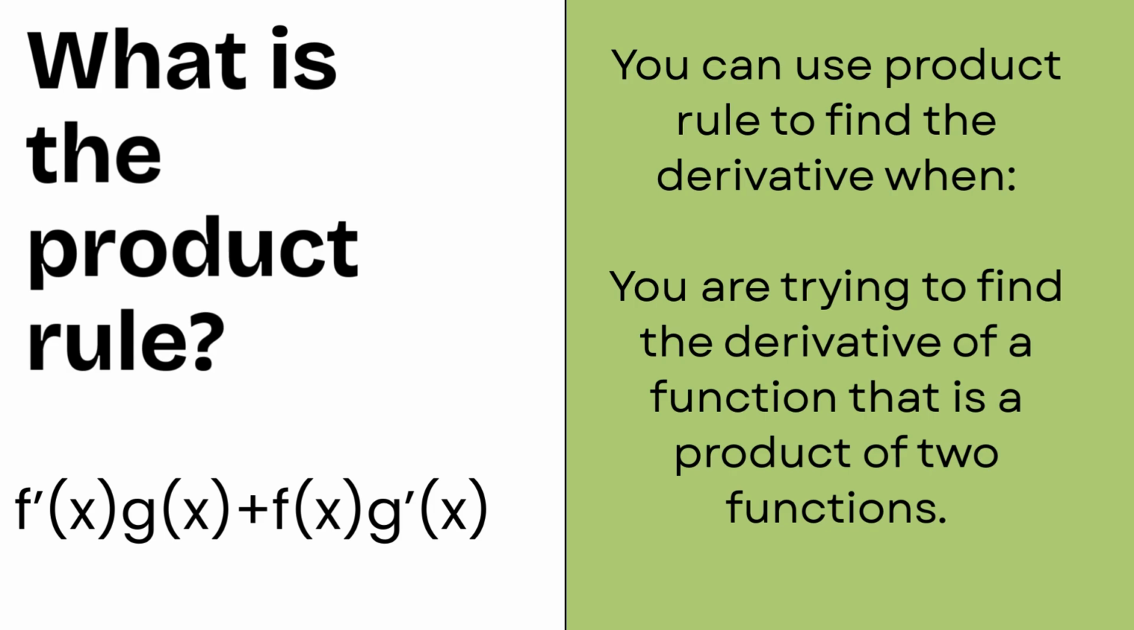So what is the product rule? Well, okay, let's learn all about the product rule. The product rule states that the derivative of any function that is a product of two functions can be found by utilizing the following formula, which states that to find the derivative of the function that is a product of two functions, you basically have to find the derivative of the first function times the second function plus the first function times the derivative of the second function. So again, we'll discuss this more in the next slide.